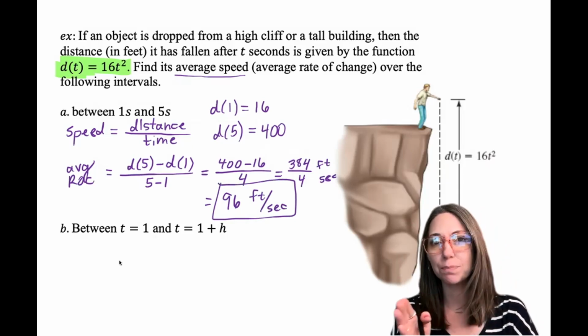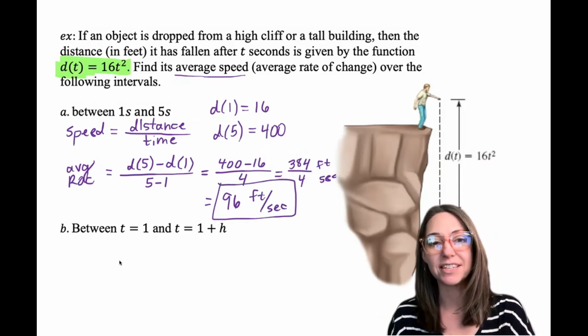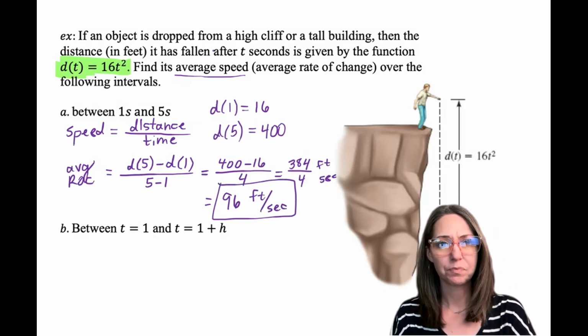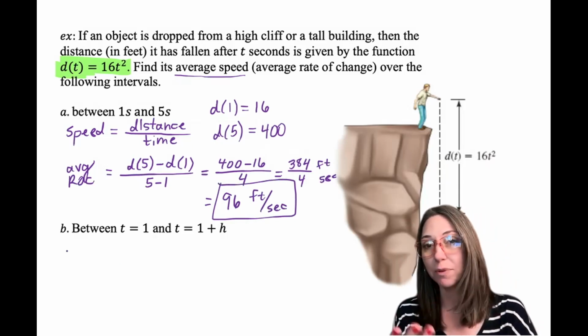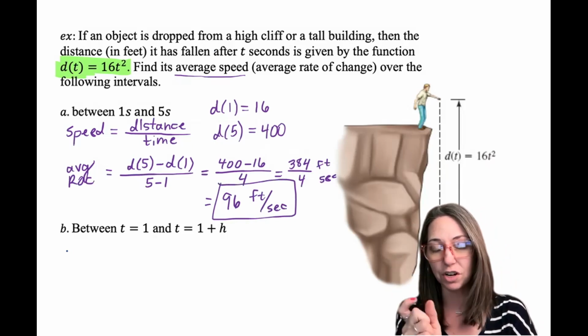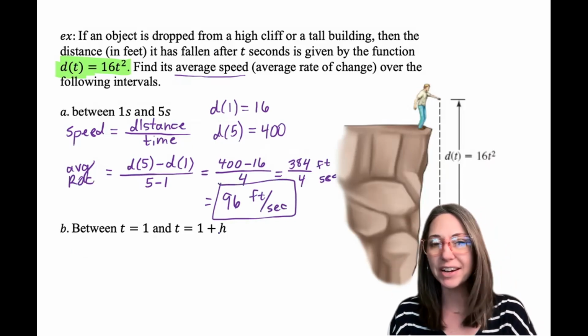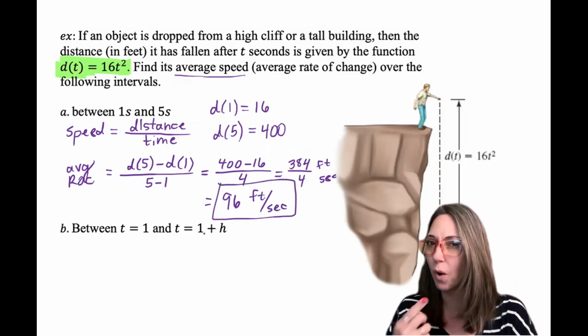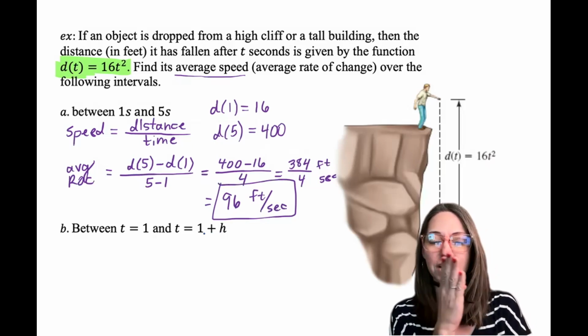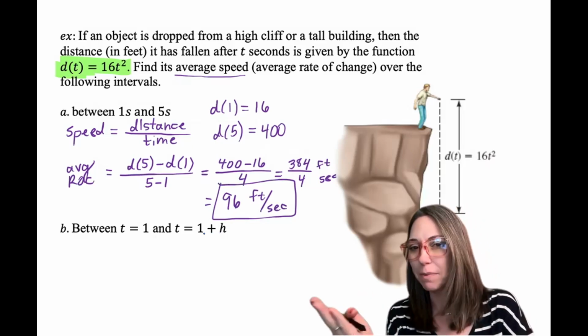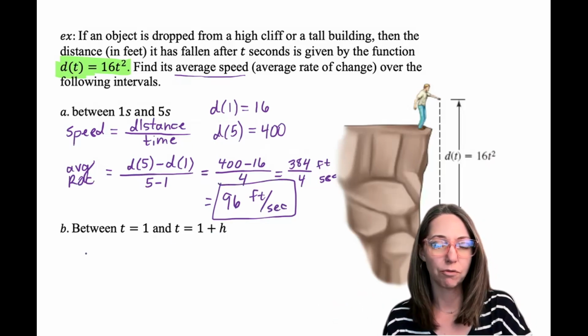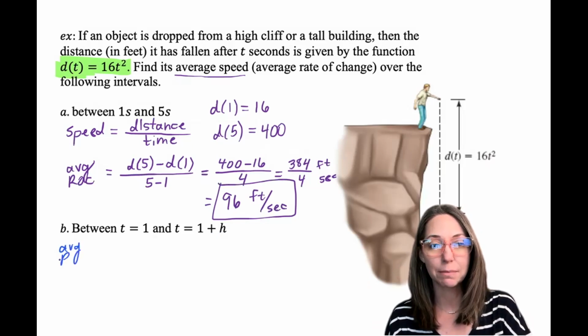So to find its average speed from 1 second to 1 plus h seconds, what we're going to do is use the same formula, change in distance over change in time, but I'm not going to plug in a number for h. You'll kind of see why as we do this. It's basically saying from 1 second to 1 plus some number of seconds. So we'll figure that out in just a minute. Let's start with just the computation and the simplification here.